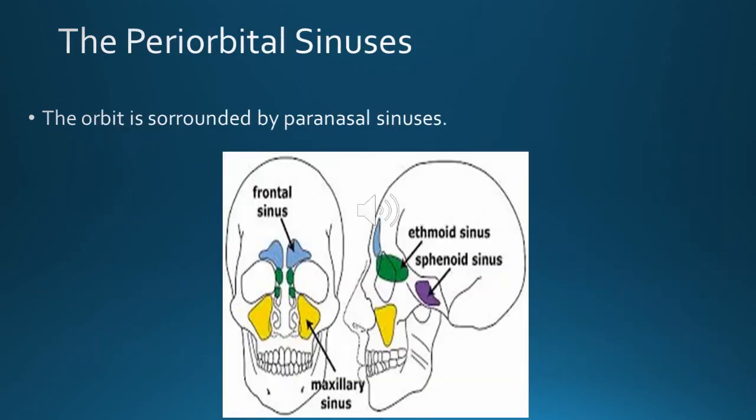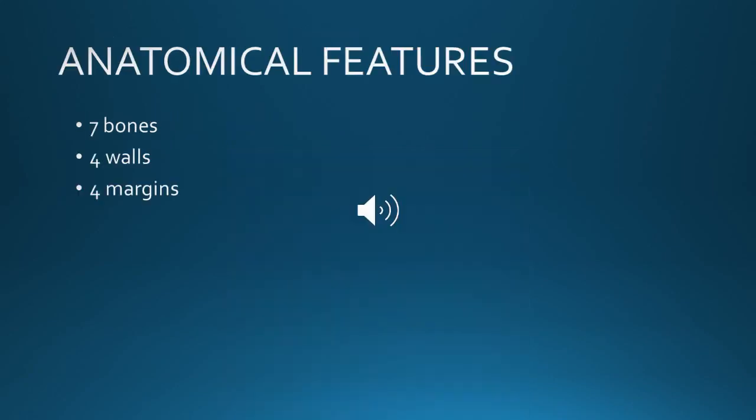The orbit is surrounded by paranasal sinuses. Superiorly is the frontal sinus, while inferiorly is the maxillary sinus. On the medial side are the ethmoidal and sphenoidal air sinuses. The orbit is formed of 7 bones, forming 4 walls and 4 margins.